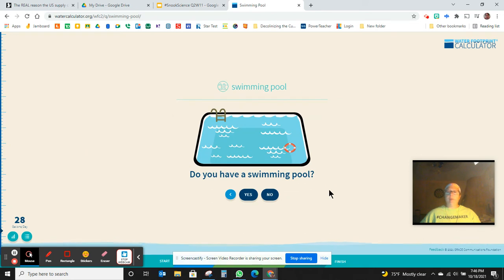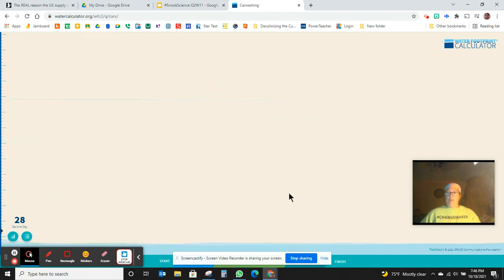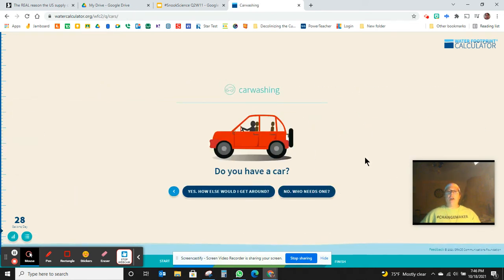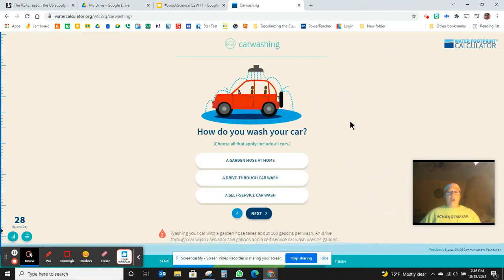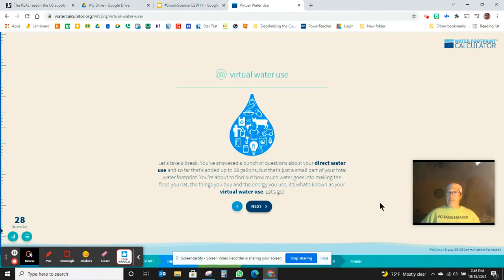Do I have a swimming pool? No. Do I have a car? Yes. Do I wash my car? No. So, no is not an option. Let's see if I just hit next because I don't wash my truck. I let the rain do it.